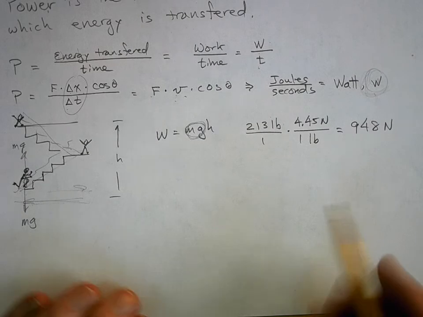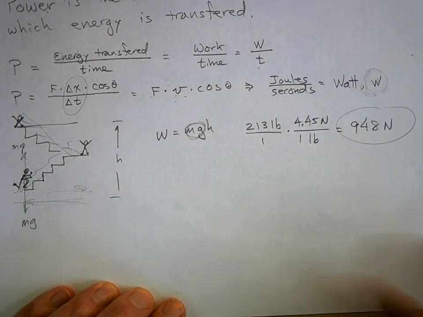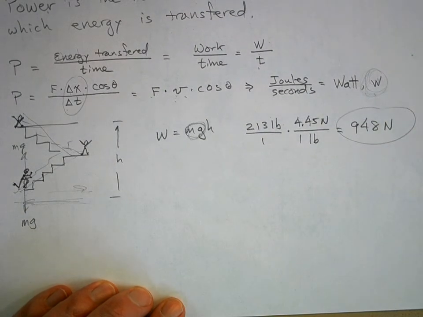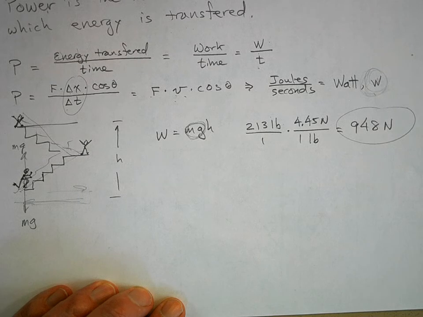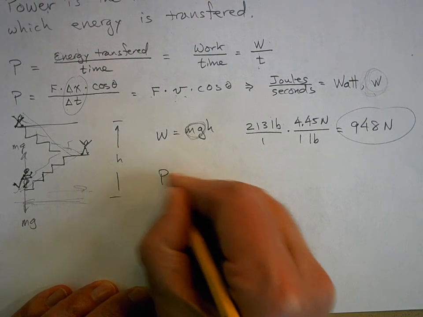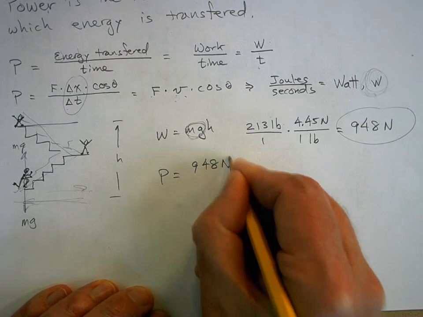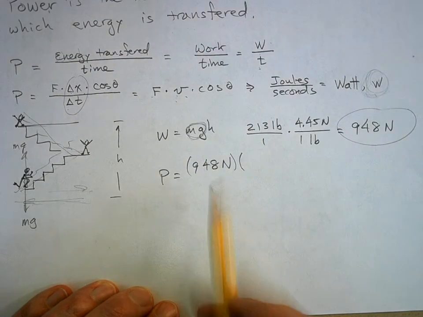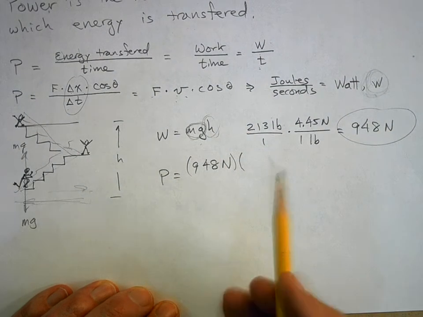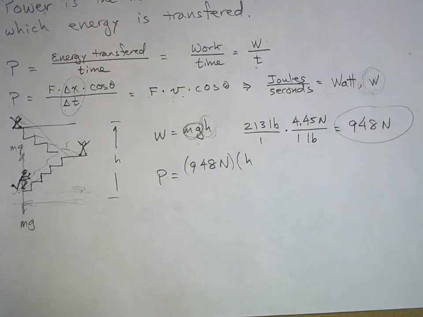Now, this is the amount of work I did. If I take this and divide it by the time it takes me to run up the stairs, then I can figure out my power. So my power is going to be equal to 948 newtons times... oh, but what do I need? I need my height. That's why I handed out the meter sticks.